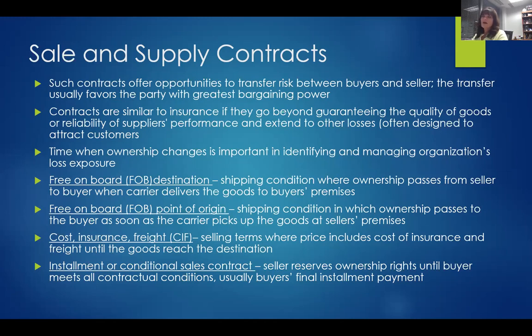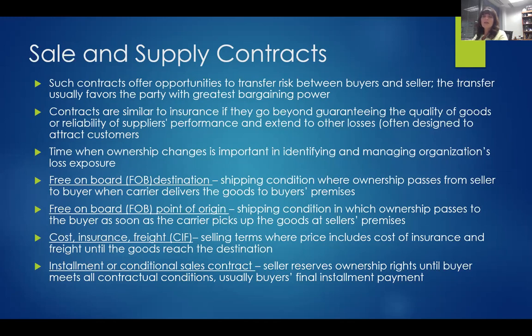Cost, insurance, and freight is another selling term where the price includes not only the cost of the equipment, but the insurance and the freight until the goods reach your destination. So that CIF is basically covering everything: the cost, insurance, and freight aspects of that transaction.